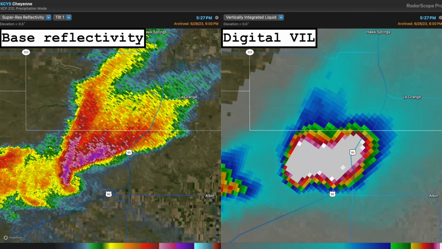Digital VIL does not truncate reflectivity values, so it often yields a more realistic output. Also, digital VIL utilizes a more favorable coordinate system than traditional VIL. While digital VIL can provide more realistic outputs than traditional VIL, it still suffers from underestimation in situations with highly tilted updrafts and storms that are moving quickly. Thus, it still should only be used in tandem with other products to determine large hail potential within a storm.